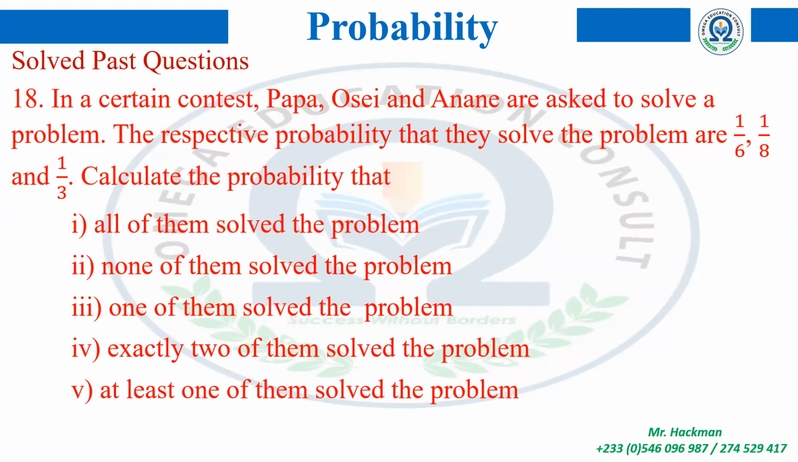All right, so I'm reading the question. Papa, Osei, and Anani are asked to solve a problem. The respective probabilities that they solve the problem are what you have there. I think this should have been probabilities, but it's okay. Calculate the probability that all of them solve the problem; none of them solve the problem; exactly one of them solves the problem; exactly two of them solve the problem; and at least one of them solves the problem. So quickly, let's look at the solution.